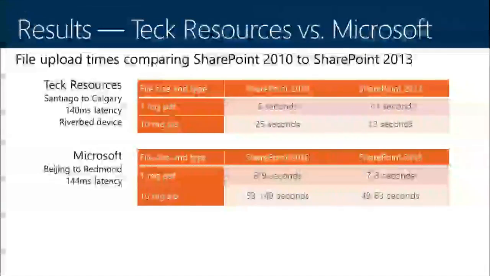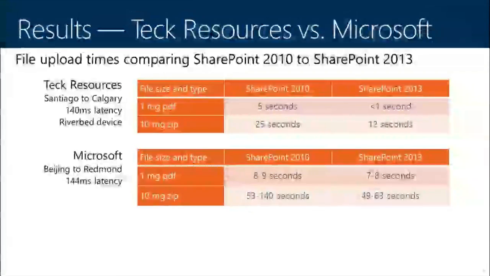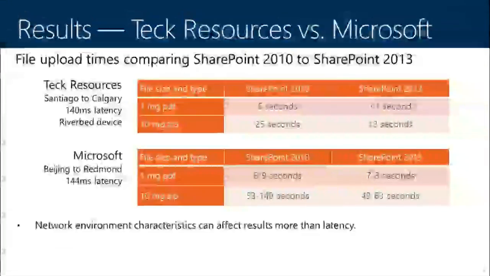One thing I want to point out with our Beijing results is the range for the larger file type. For 2010, it's a lot larger range. For 2013, the range is smaller, so it's a more predictable experience. So I think the most important thing we learned from comparing these two sets of results is that the network environment characteristics can affect the performance a lot more than just the latency.